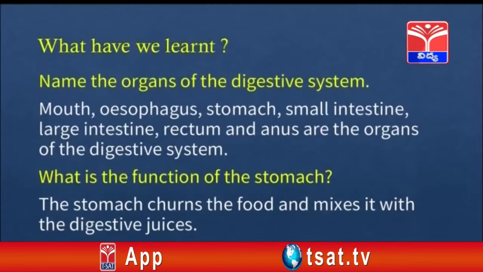Name the organs of the digestive system: mouth, esophagus, stomach, small intestine, large intestine, rectum and anus are the organs of the digestive system. What is the function of the stomach? The stomach churns the food and mixes it with the digestive juices.